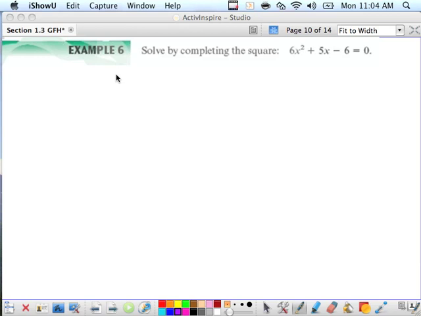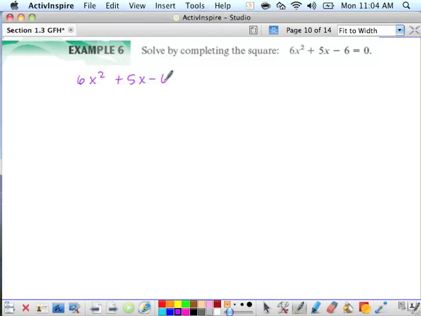Let's solve this problem by completing the square before we jump into the quadratic formula. Here we have 6x squared plus 5x minus 6 equals 0. Notice that the a value is 6. So that means that I need to divide everything through by 6 on both sides. That gives me 1x squared plus 5 over 6 times x minus 1 equals 0.